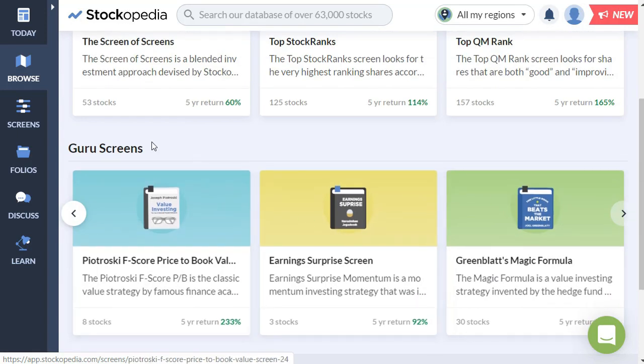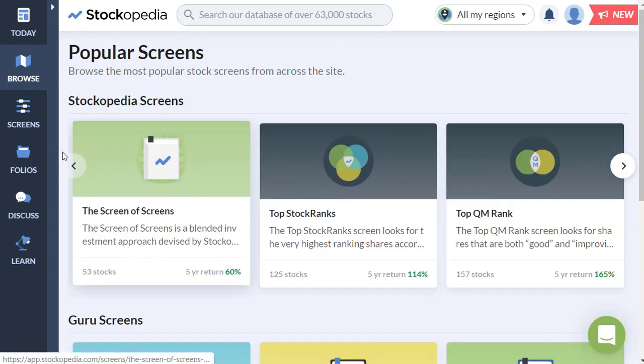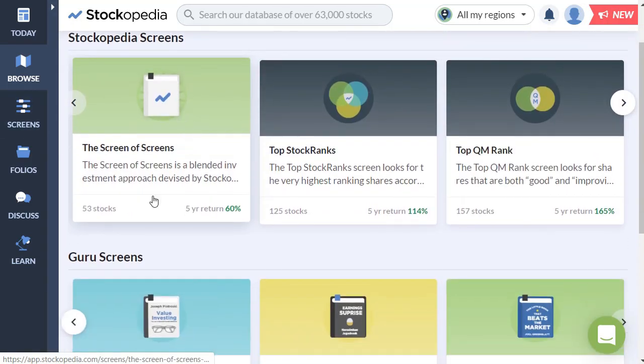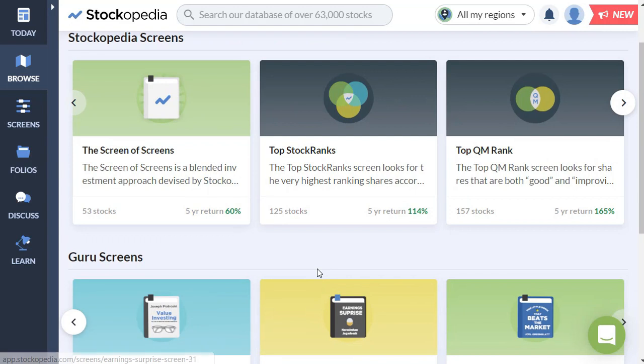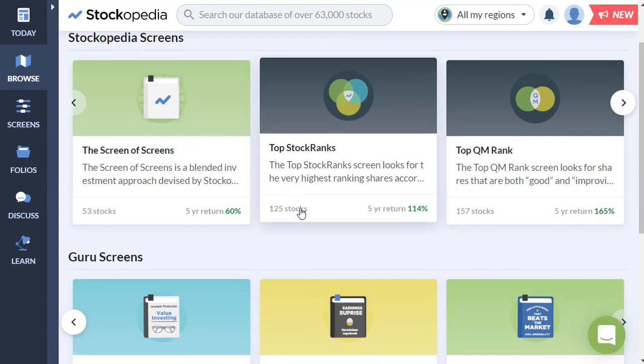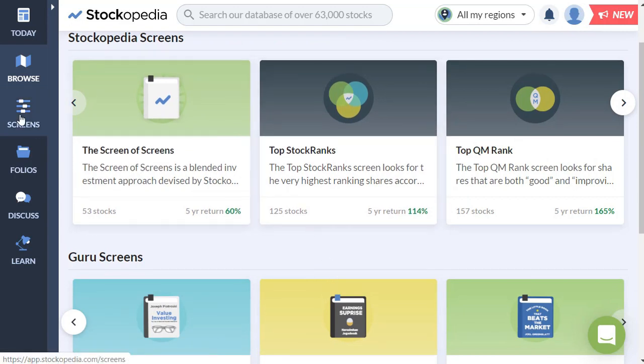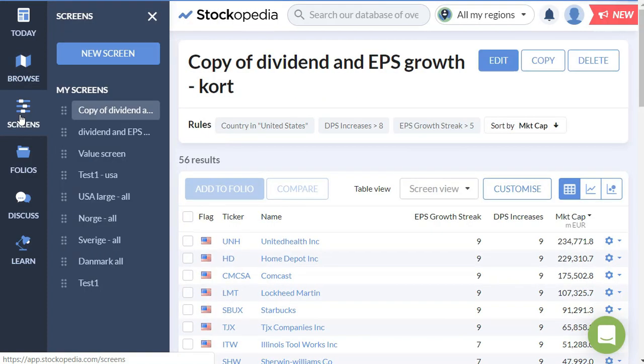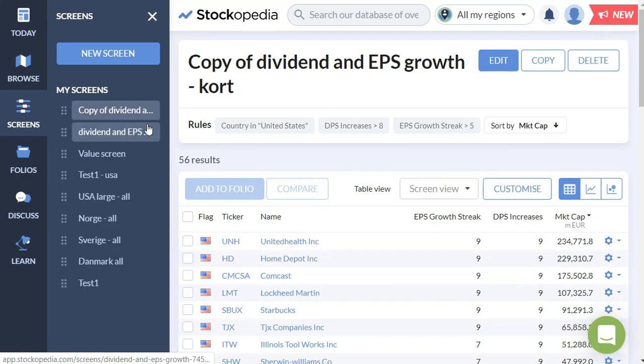Then there is actually even another way of finding good candidates, because this is if you're not too much into the market and you don't know exactly what you would want to scan for yourself. But if you do have an idea of what to scan for, they have the screens here. And you can build your own screens. I have built a couple of screens here.